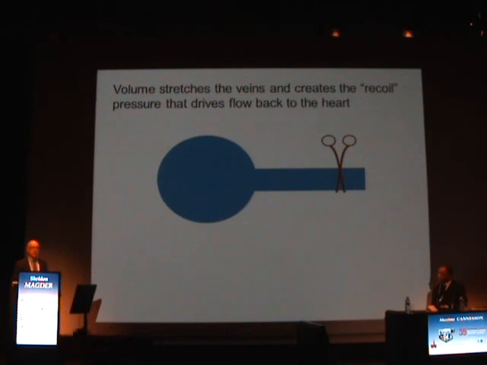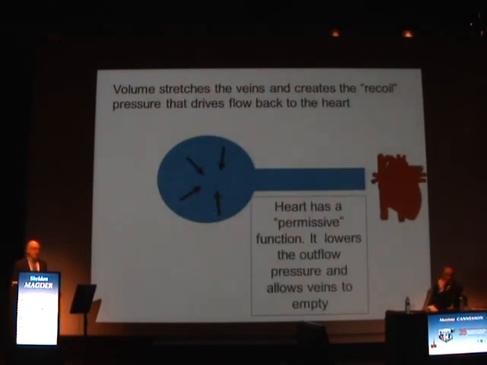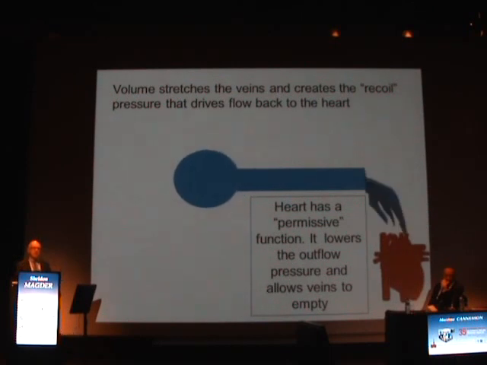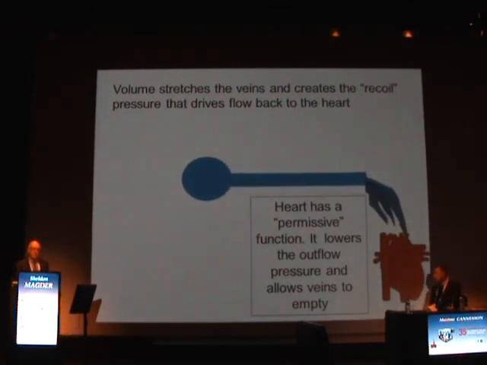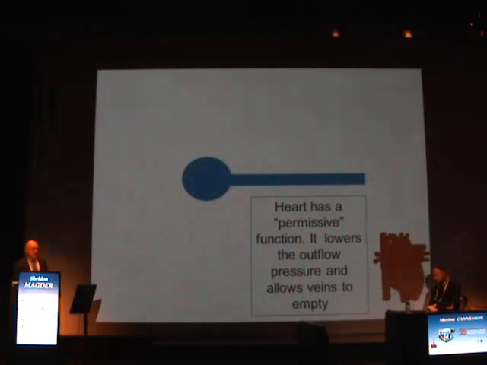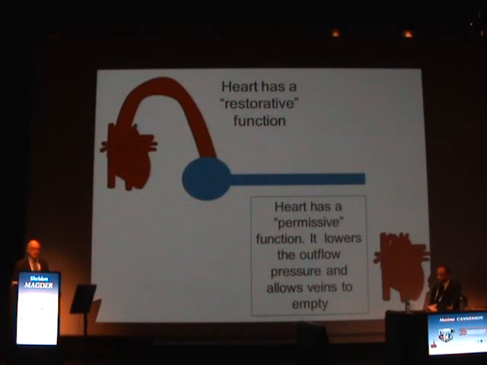Now, where does the heart come into this? So the heart has what I like to call a permissive role. It lowers the downstream pressure, and by doing that, it allows that recoil to take place and that flow to come back to the heart. So the role of the heart in this model is it's permissive, it is allowing that recoil to occur and drain the blood back. Now it obviously has another very important secondary role. You got to get the blood back or you won't have a circulation. So I call this a restorative function. It actually gets it back.